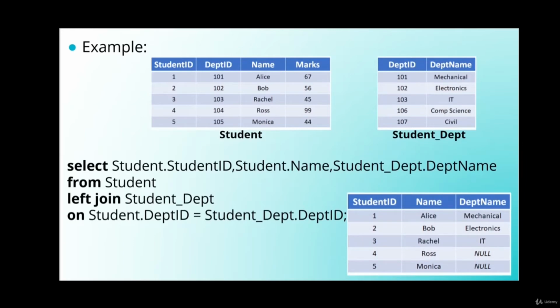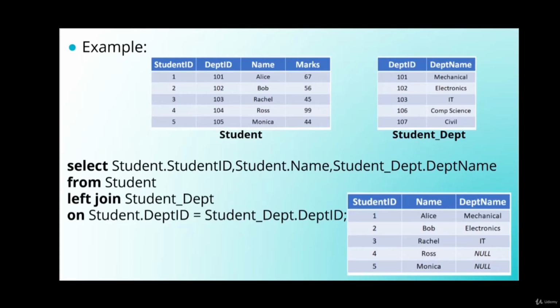So what left join will do is it will display all the records from the selected columns of the left table as it is. So from the left table, student ID and name are selected and all the rows under that column will be displayed, and then it will check for the department name of those students with the help of department ID, which is the common column. So Alice has department ID 101 and 101 corresponds to the mechanical department.